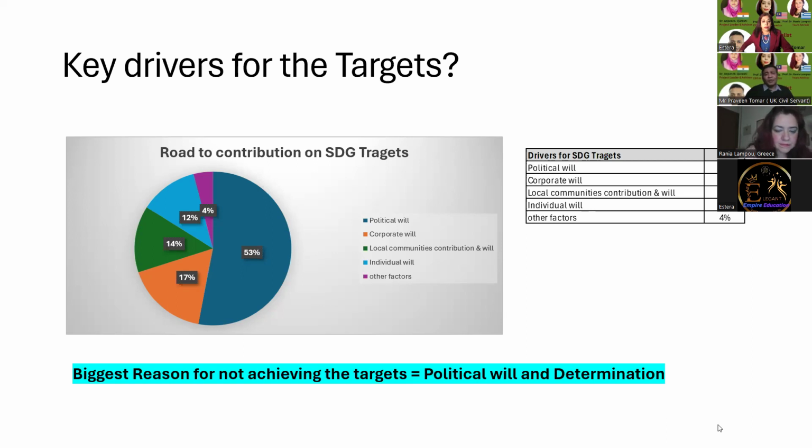So if you see, the majority of the contribution to drive these targets comes from the political will, the policymakers, and the corporate will, the corporate people, those who make the products and services, roughly close to 70%. But it's a big number, right? So what is the biggest reason for not achieving the target? Let's say if we happen to meet again in 2030 and have a similar discussion to what we are having right now, why haven't we achieved this target? The biggest factor is political will and determination.